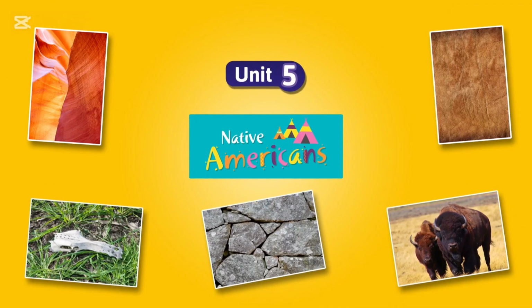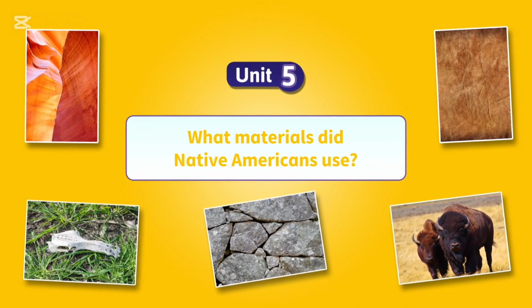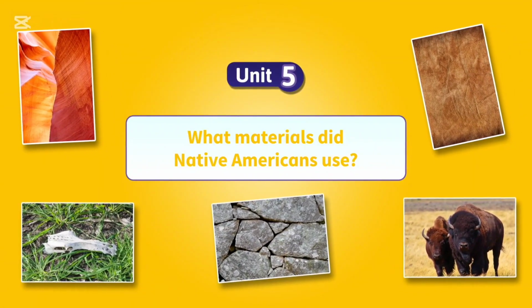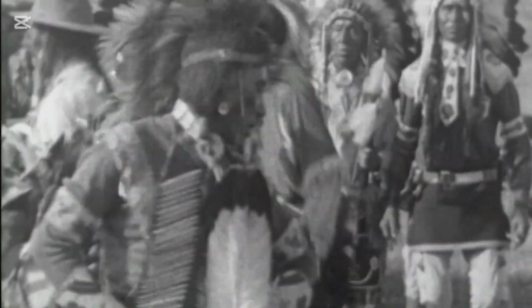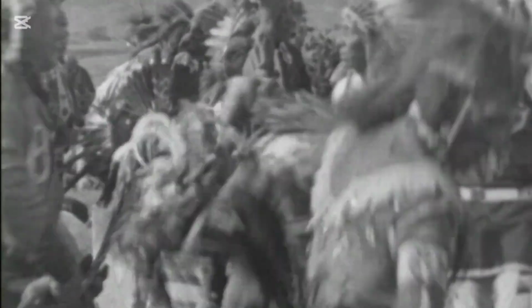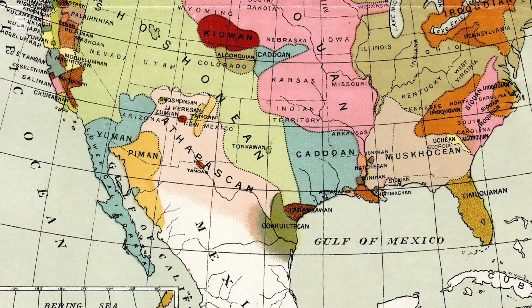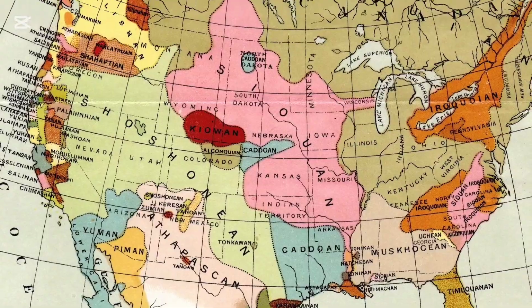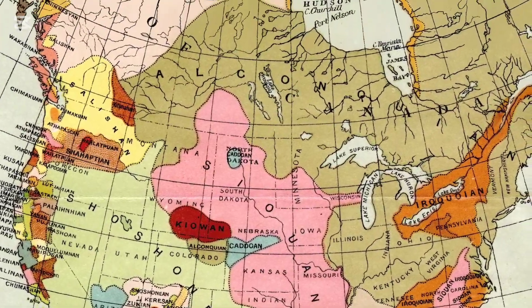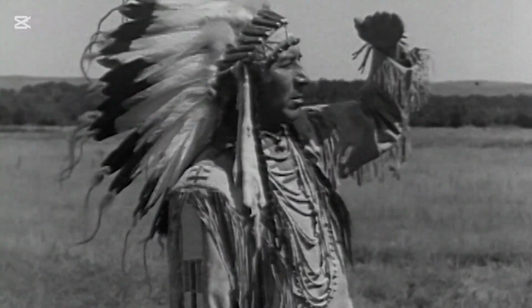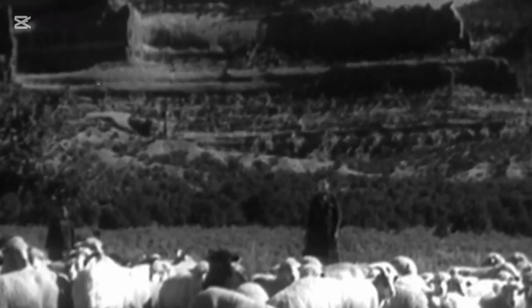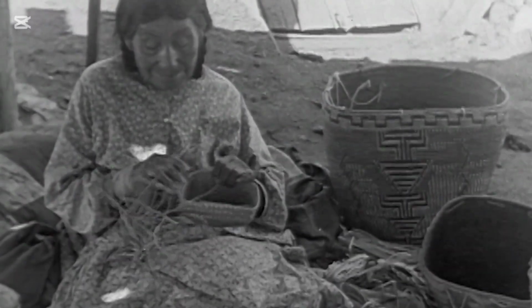Unit 5. What materials did Native Americans use? The Native Americans lived in North America for thousands of years before the Europeans arrived in the late 1400s. Different tribes lived across the continent of North America. The tribes had different languages and cultures, but they all used the natural materials from the land around them to make the things they needed to live.